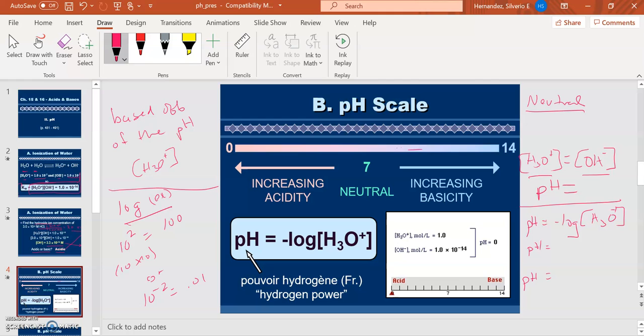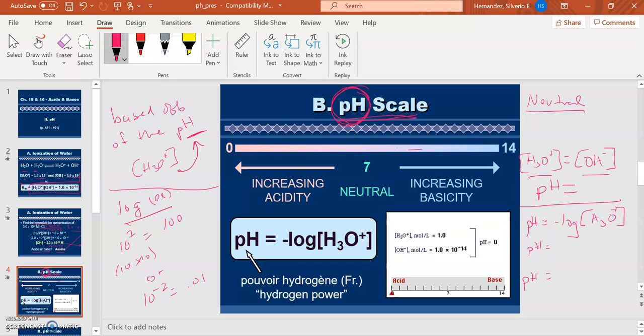In this slide, we're going to be looking at the pH scale, and you'll notice that it's called the pH scale. So the values on here are based off of the pH. If you don't have the pH value, then you can always solve for the concentration of the hydronium ion, and then convert that into the pH, and it's going to fall somewhere along here.